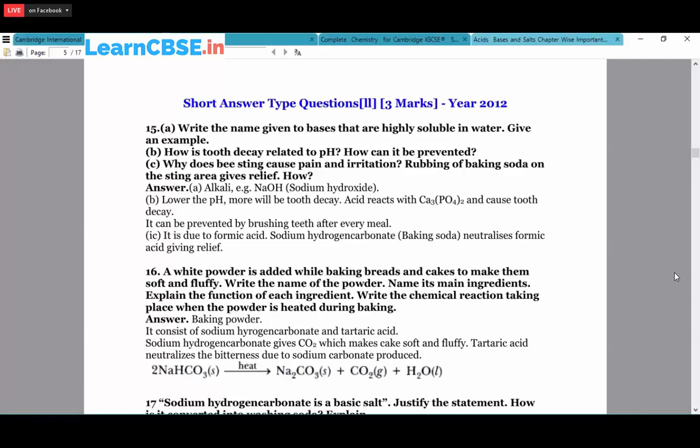Why does a bee sting cause pain and irritation? Rubbing baking soda on the sting area gives relief. How? It is due to the formic acid. The bee sting contains formic acid. When we rub it with baking soda, which is a base, a neutralization reaction takes place. Sodium hydrogen carbonate neutralizes the formic acid, which relieves the pain.